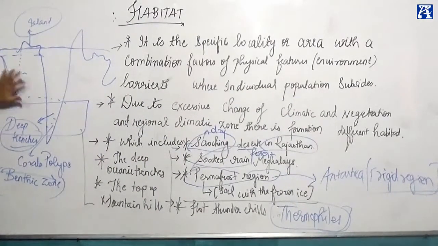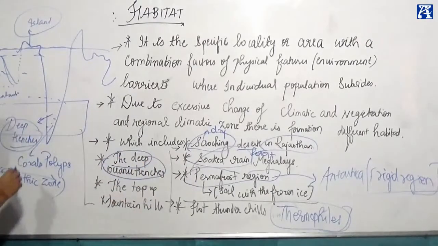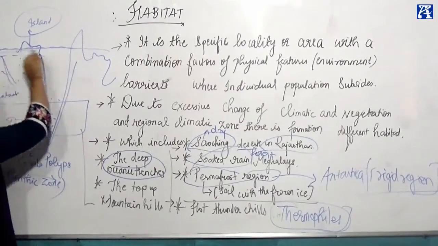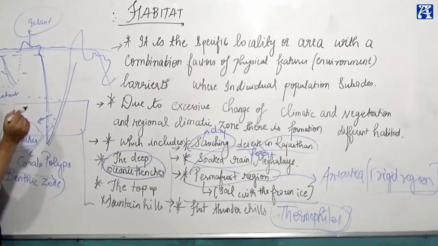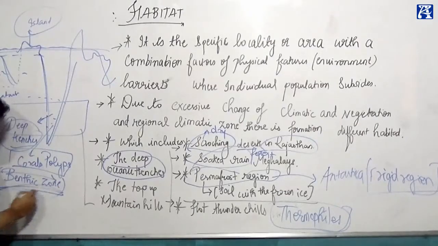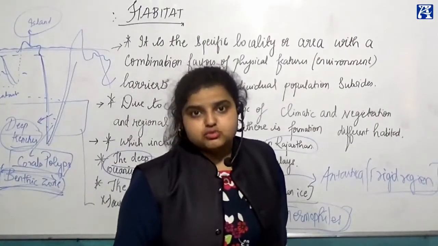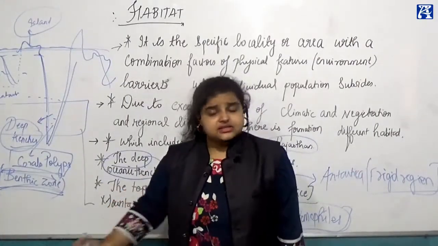And then I told you about trenches. The deep trenches are this one, so I'll explain the deep oceanic trenches. This is also one habitat: deep mountain trenches found in the ocean. Deep inside the ocean these things are present, right? What are the organisms present over there? Corals, polyps, decomposers, diatoms. This zone is also called the benthic zone, where no light reaches and you mostly find decomposers. That place is called what?